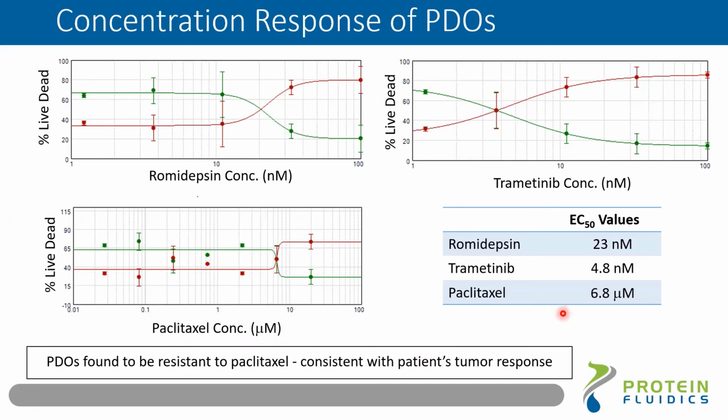Interestingly, here we saw paclitaxel have a very high EC50 value, about a factor of 100 more than we would normally see with cancer spheroids. And that was very consistent with the patient's tumor response, which was resistant to Taxol therapy. So a nice validation of this method for doing disease modeling.